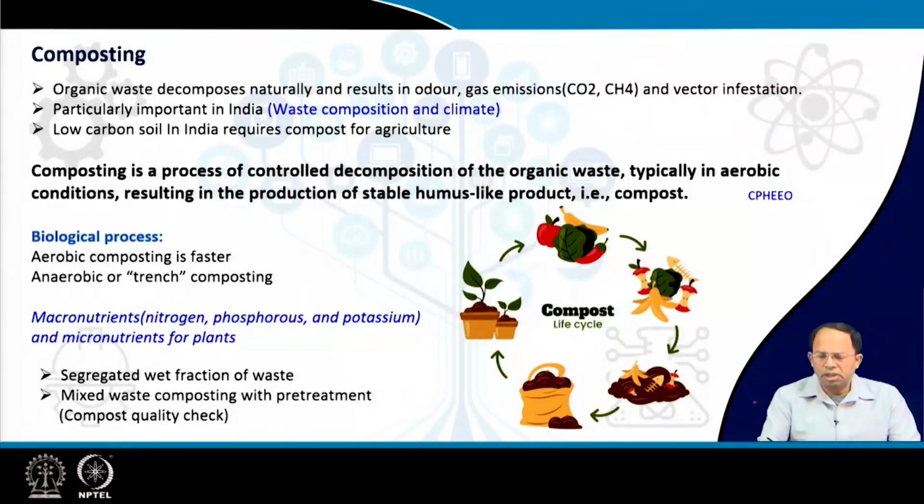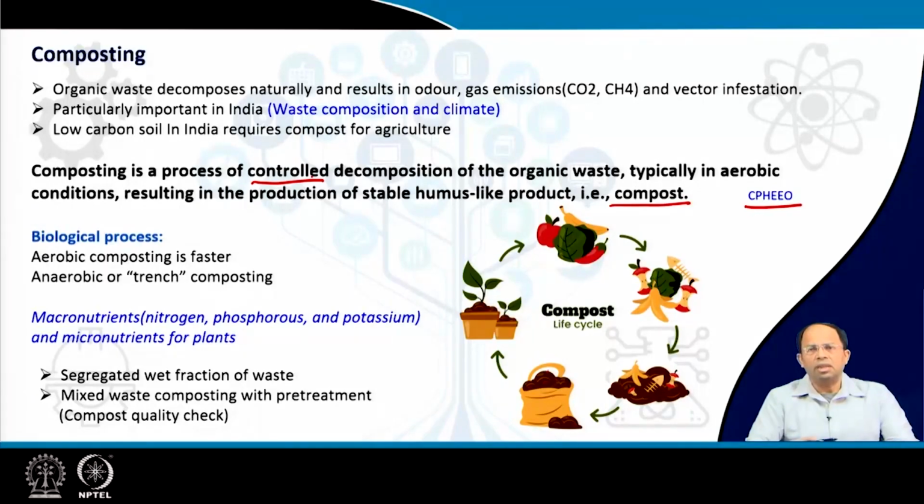So, now how do I define composting? If I take the definition given by CPHEEO, then composting is a process of controlled decomposition of organic waste, typically in aerobic conditions, even though it can happen in anaerobic conditions as well, resulting in the production of a stable humus-like product, that is compost. So, it's the same decomposition process that we are talking about, but it's a controlled process. That means we control certain parameters of the reactions that take place, and because we can control the parameters, we can control the time and the quality of the final product. That is why we have to control it, right?